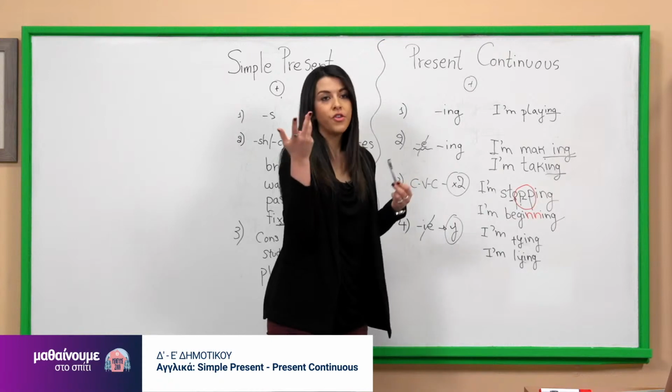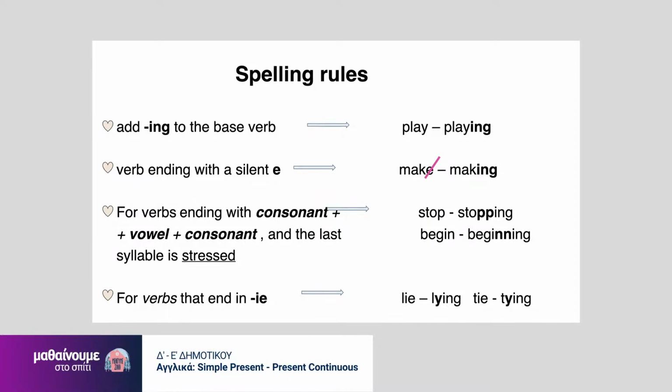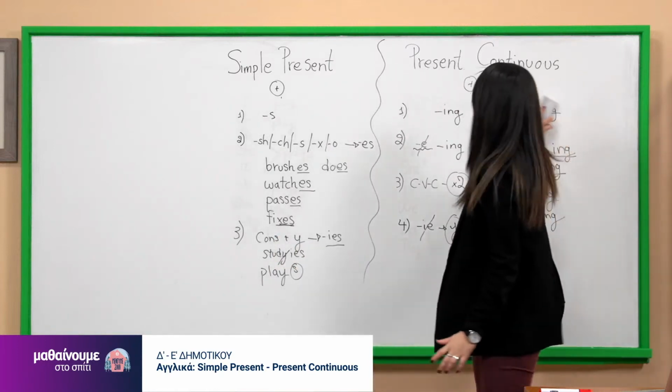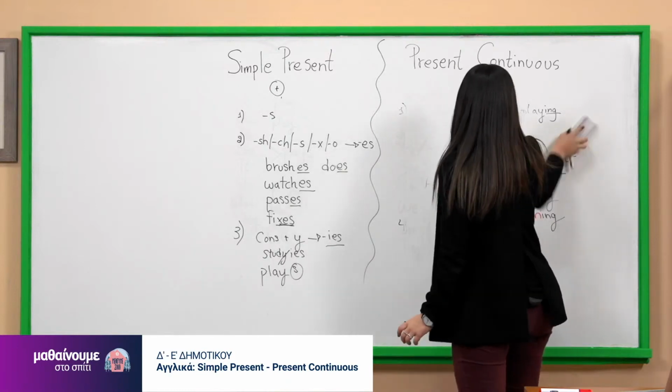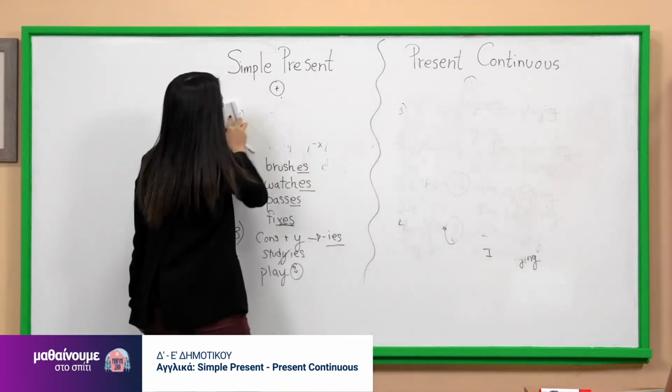So I have it again on your screen. You can see it. Let's remember one more time. In simple verbs, we just put ing. Then when the verb ends in E, we put ing and we take out the E. When the verb ends in a stressed consonant, vowel, consonant, we double the last letter. And then when it ends in I and E, we erase the I and E and we put a Y. So these are the basic spelling rules again of present continuous. So let's erase everything. And now we will learn the negative.